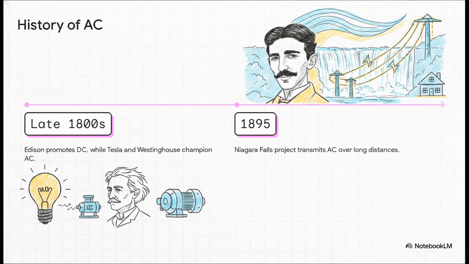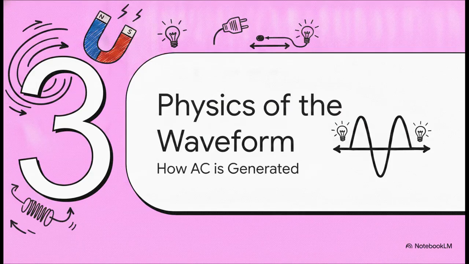On the opposing side, you had Nikola Tesla and George Westinghouse championing alternating current. Tesla had developed these highly practical AC generators and motors, and ultimately, AC won out. Why? Because transformers made it incredibly easy to step up the voltage for miles of travel without losing much power and then safely step it back down for households. This was spectacularly proven in 1895 at the massive Niagara Falls hydroelectric project, which basically cemented AC as the worldwide standard.